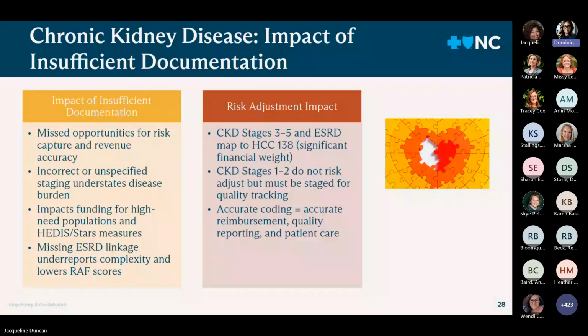From a risk adjustment perspective, CKD stages 3 to 5 and ESRD map to HCC 138, which carry substantial financial weight, while stages 1 through 2 do not risk adjust. They must still be documented for quality tracking and care planning, especially for progression of the disease. Without this, funding for high need populations is compromised and quality scores suffer.